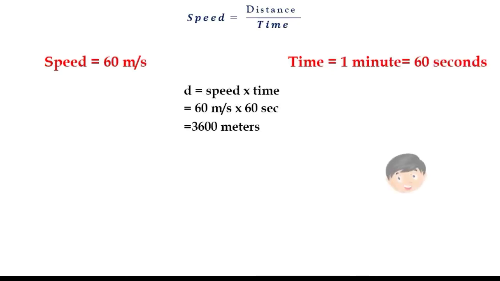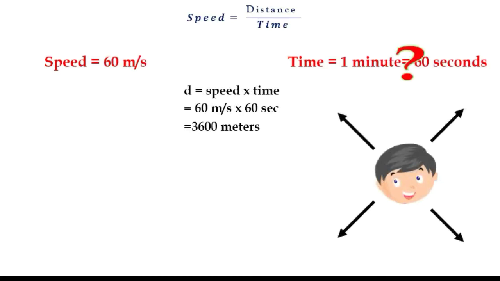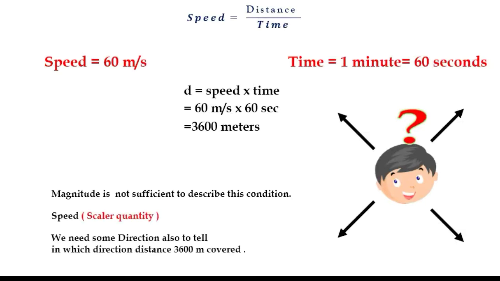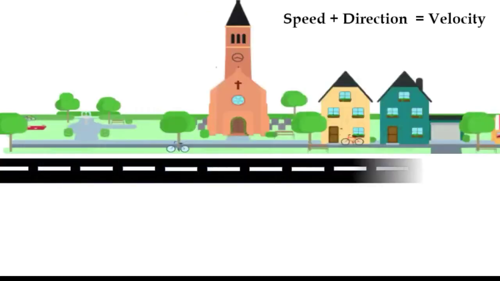So in this case, can you give me the answer in which direction this distance has been covered? Is it on the right side? Is it on the left side, or up and down? In which direction? That is a very big question for us. So if you want to describe the motion, this magnitude, this 3600, is not sufficient to describe this condition. That's why, for speed, which is a scalar quantity, we have to find some other quantity in which we also mention the direction, which gives the complete information about which direction it has moved. Okay, so speed plus direction will be a velocity.